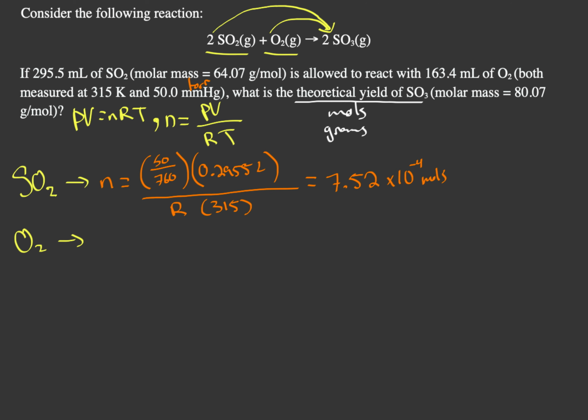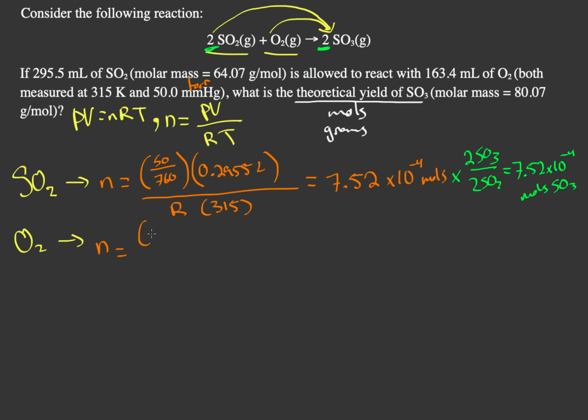Now, if we multiply this by 2 moles of SO3 over 2 moles of SO2, because these are our coefficients, and that gives us our relationship, that's just multiplying by 1. So it's the same answer, 7.52 times 10 to the negative 4 moles of SO3, right? So let's consider O2. So how many moles of O2 do we have, and how many does that produce?